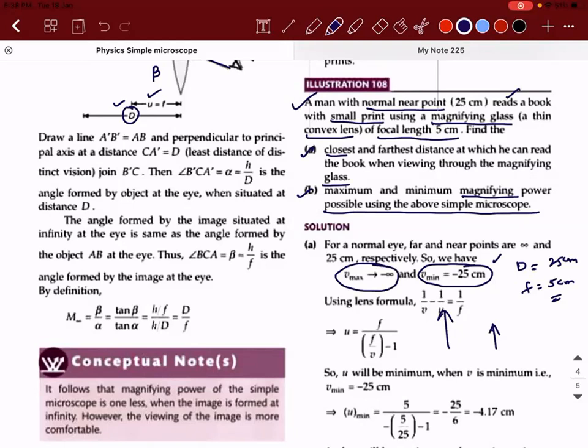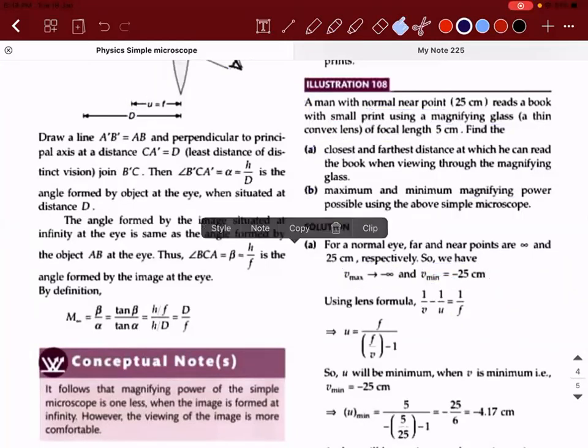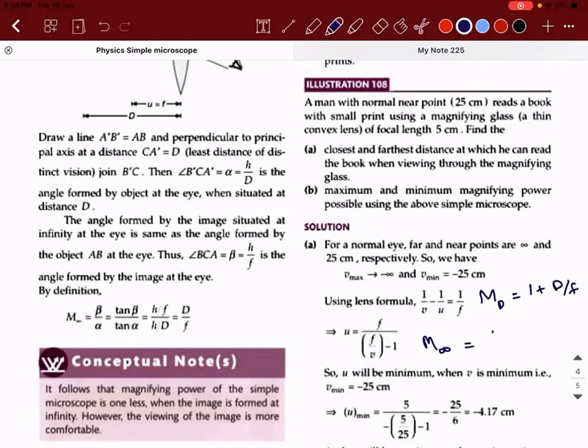Right. Now the next question is, we need to find the maximum and the minimum magnifying power possible by using a simple microscope. So we know that the magnifying power of a microscope has two cases, MD and M infinity. MD is 1 plus D by F, M infinity is D by F. Accepted? Yes, sir. So MD is equal to 1 plus D by F, which implies it is 1 plus, what is the value of D? Minus 25 centimeter. This is where you need to be careful, okay?